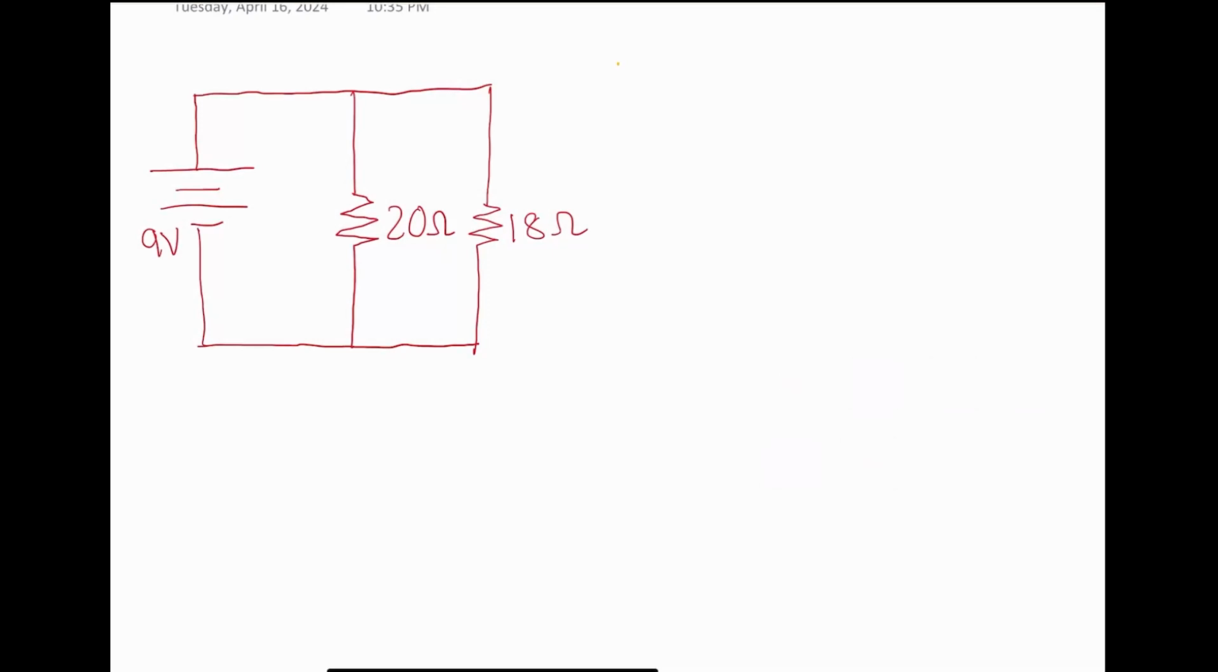Okay, so today we're going to be focusing on parallel circuits. We're going to try different types of scenarios and solving them. Of course, we have to start off with the Ohm's law triangle. Now, things are a bit different in parallel circuits. First things first, we're going to solve for total resistance.